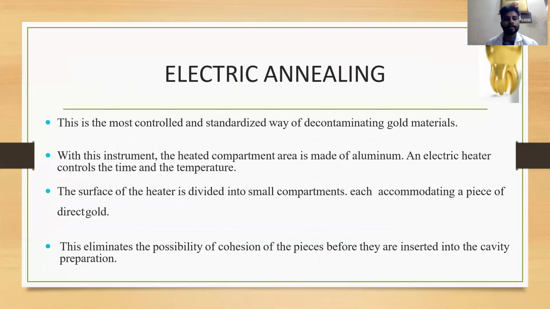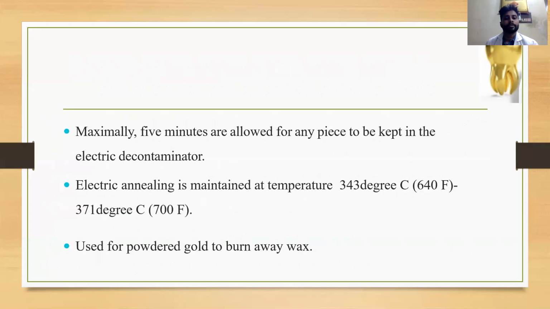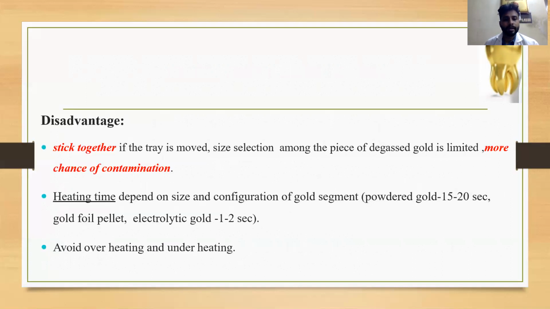Moving on to electric annealing, which is the most controlled and standardized way of decontaminating gold materials. With this instrument, the heated compartment area is made of aluminum. An electric heater controls the time and temperature. The surface of the heater is divided into small compartments, each accommodating a piece of direct gold. This eliminates the possibility of cohesion of the pieces before they are inserted into the cavity preparation. Maximally, 5 minutes are allowed for any piece to be kept in the electric decontaminator. Electric annealing is maintained at a temperature of 343 to 371 degrees Celsius. It is used for powdered gold to burn away wax.